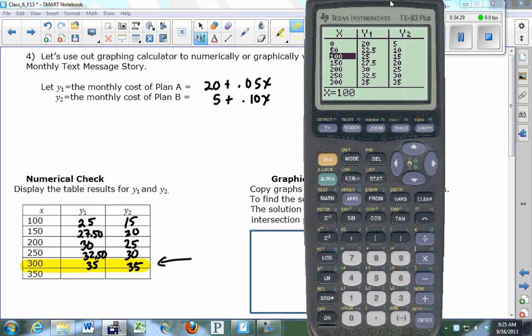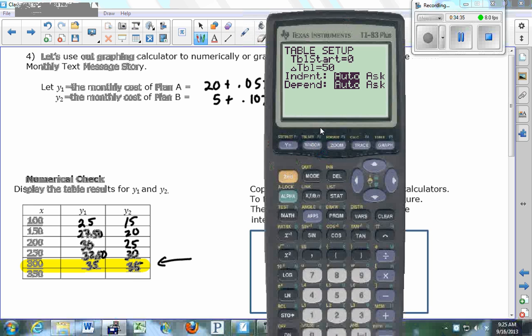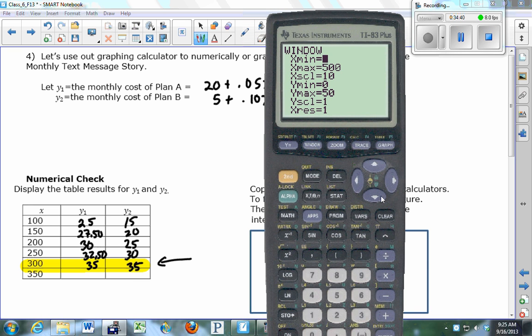And now how would you do it graphically? Well, here's where you want to set your window. We don't need to set our window in negative numbers. We could start at 0. And we know from here we only need to go up to 300. But at the time that I set my window, I didn't know what the answer was. I hadn't done the math. So I just said 0 to 500 texts. And I had to increment by 10. I didn't know what the maximum cost was going to be, my Y, so I just said $50. And then I just did second table, whoops, no, graph, and there it is.